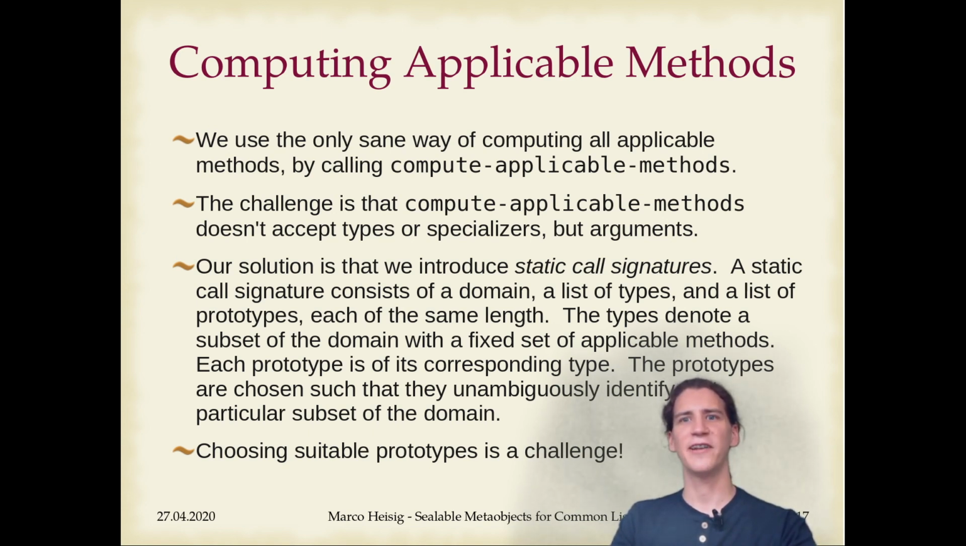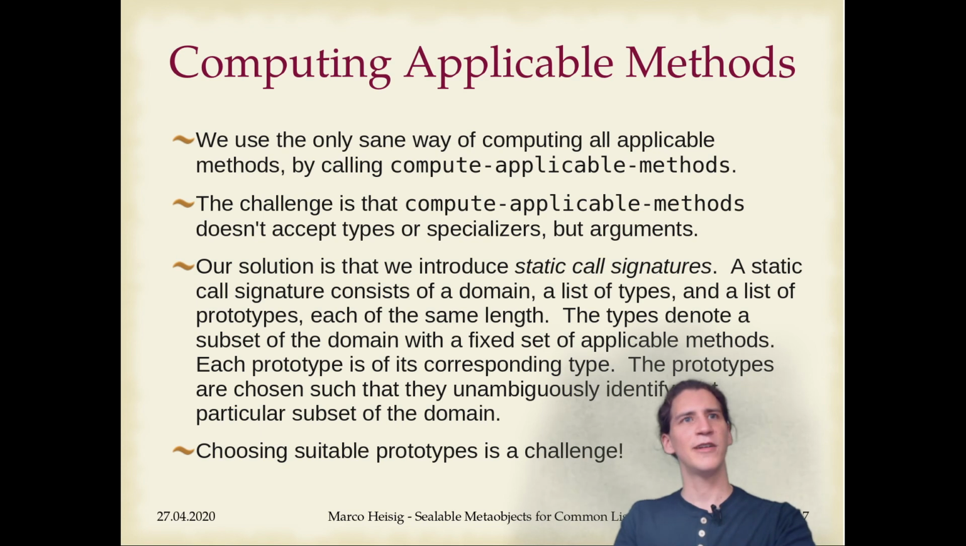of types, and a list of prototypes, each of the same length. The types denote a subset of the domain with a fixed set of applicable methods, and each prototype is of its corresponding type. The prototypes are chosen such that they unambiguously identify that particular subset of the domain. And the real challenge is thus choosing suitable prototypes.